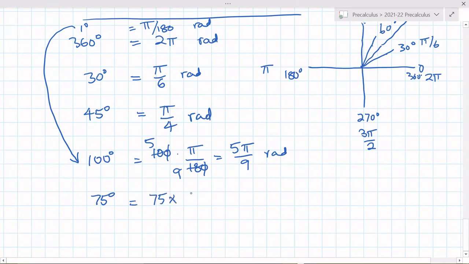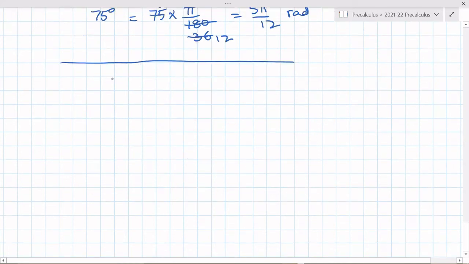So 75 degrees: 75 times pi over 180, right? Because 1 degree is that, so 75 has to be 75 times. And then we will simplify. So divide by 5. And then I can divide by 3. So you are correct, 5 pi over 12.